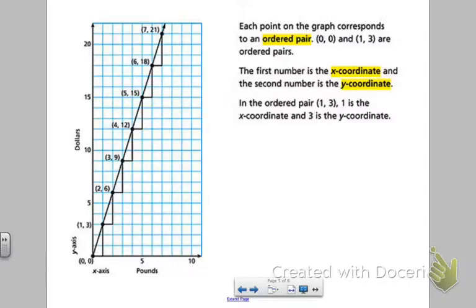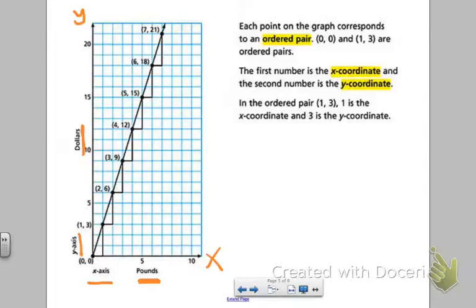Alright, this is what you also see on that same workbook page. They did the graphing just like I did. Each point on the graph corresponds to an ordered pair, like 1, 3, 2, 6, 3, 9, 4, 12. There they all are. You can see that they actually have labeled our x-axis and our y-axis. So x is on the bottom, y goes up and down. And they also labeled the x-axis as being the pounds and the y-axis as being the dollars.